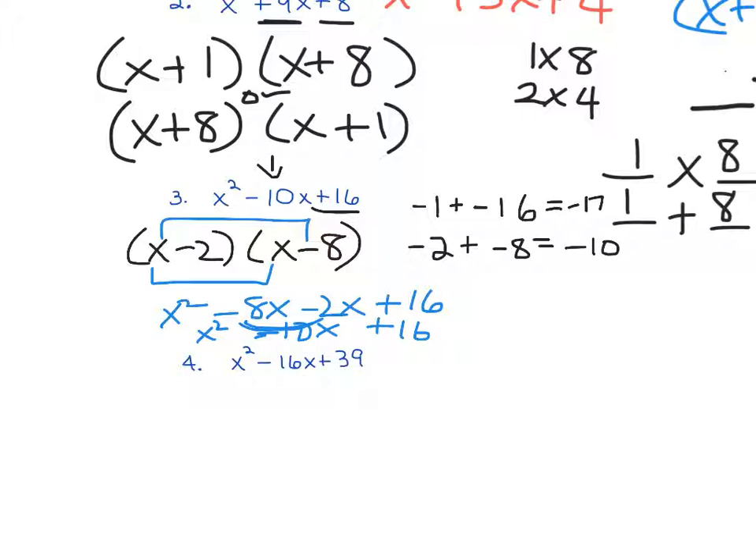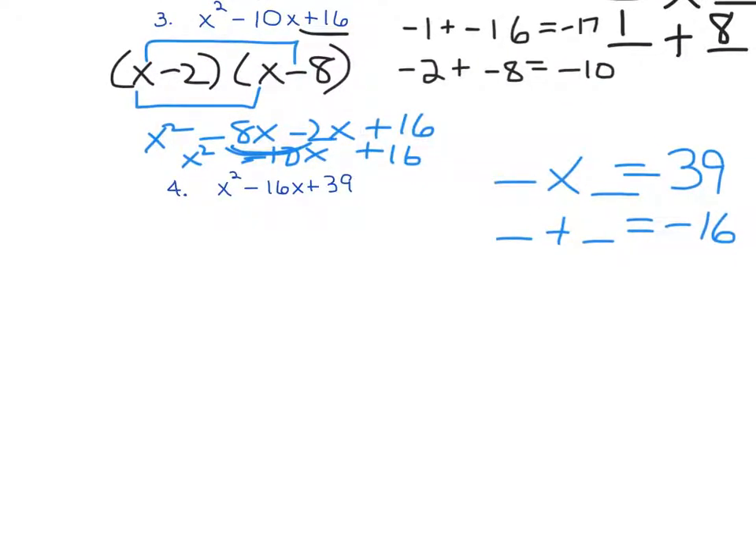So it worked. So x minus 2, x minus 8. Next one, factors of 39. That will give me -16. So two numbers to multiply to give you 39, but who will also add to give you -16.